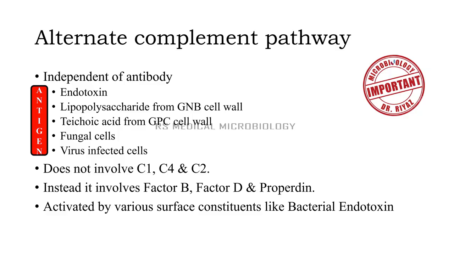Here the activation happens via some other antigens, for example, endotoxin produced by bacteria, lipopolysaccharide from the gram-negative cell wall, teichoic acid from the gram-positive cell wall, fungal cells and virus-infected cells. Since this is not dependent on the antibody, there is no involvement of C1, C4 and C2. Instead, there will be factor B and factor D and Properdin, which are there in the bloodstream, which will act instead of C1, C4 and C2. So any one of these antigens can activate this particular system.